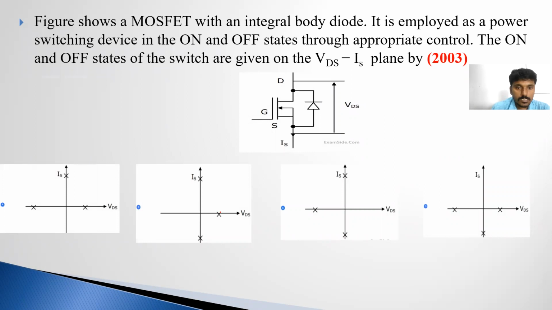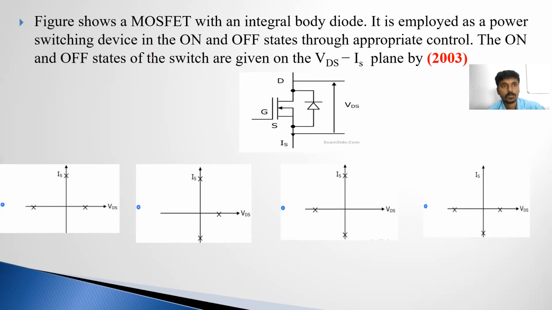So this question I think I already explained in the previous lecture. Can anybody tell the answer? The figure shows a MOSFET with an integral body diode, meaning the diode is connected across the drain and source terminals internally. We call this a MOSFET with diode. It is employed as a power switching device.